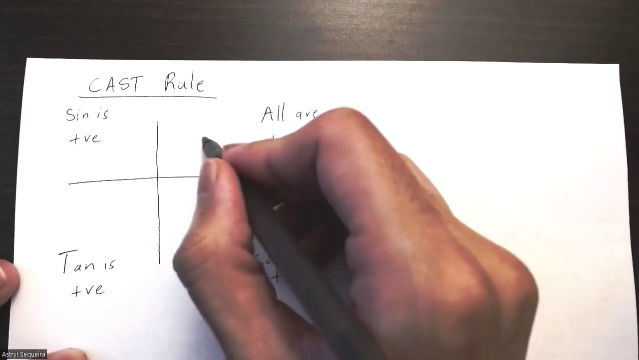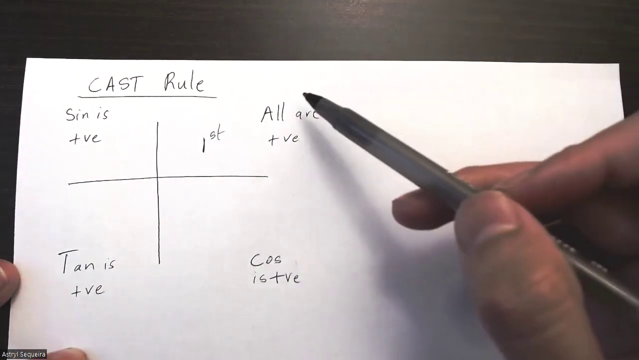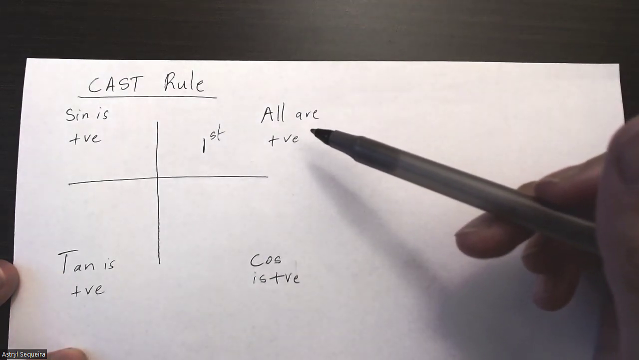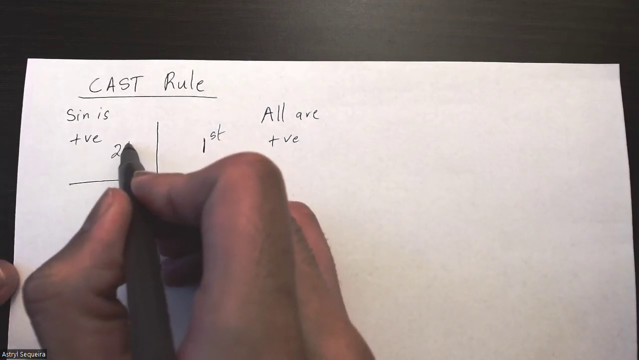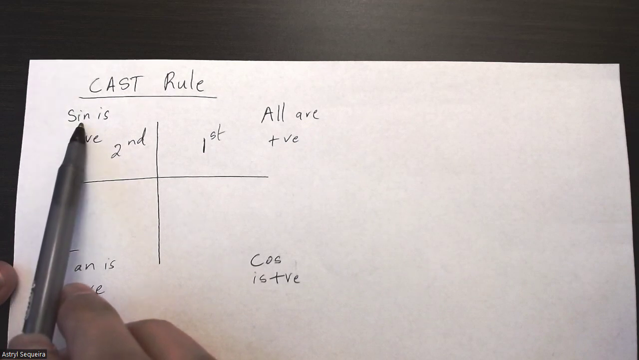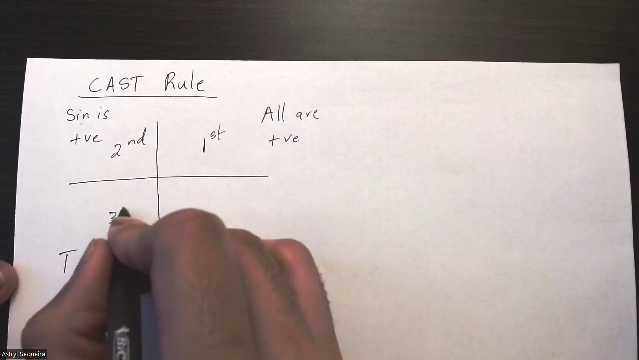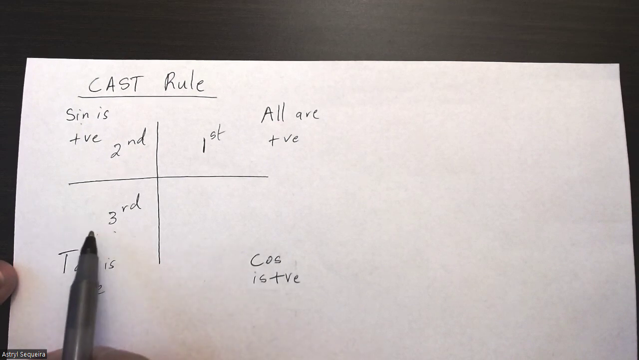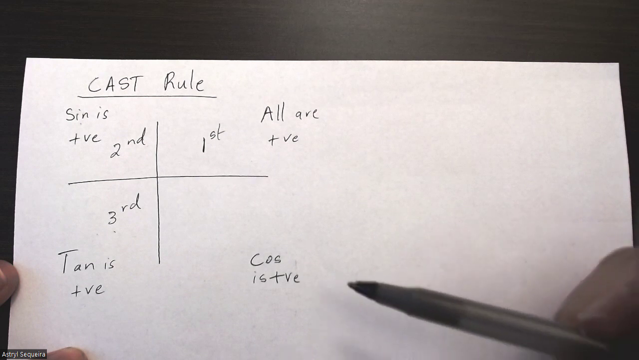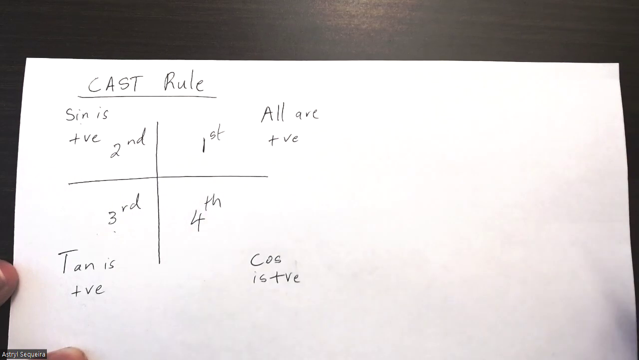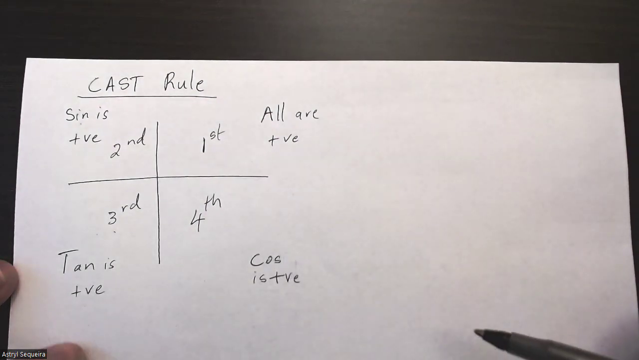Basically, in the first quadrant right here, all my ratios are positive, and I'm going to explain what ratios are in a bit. In my second quadrant here, the only ratio that's positive is sine. In my third quadrant here, my only ratio that's positive is tan, which means in the third quadrant, sine and cos are both negative. And in my fourth quadrant over here, the only ratio that's positive is cos.